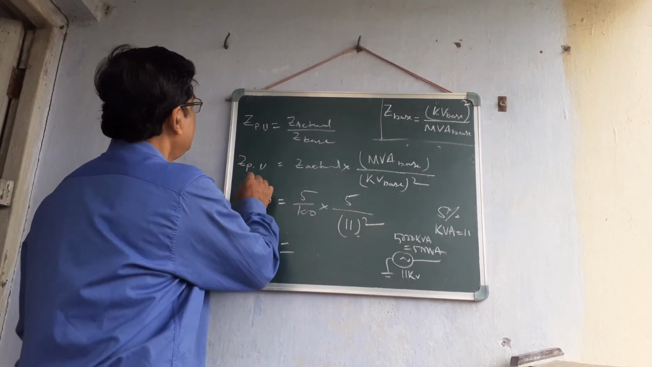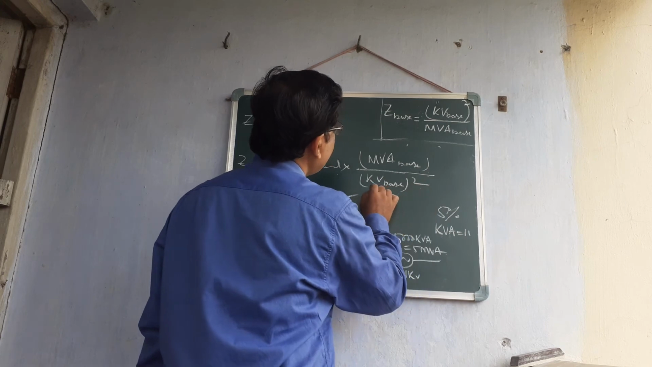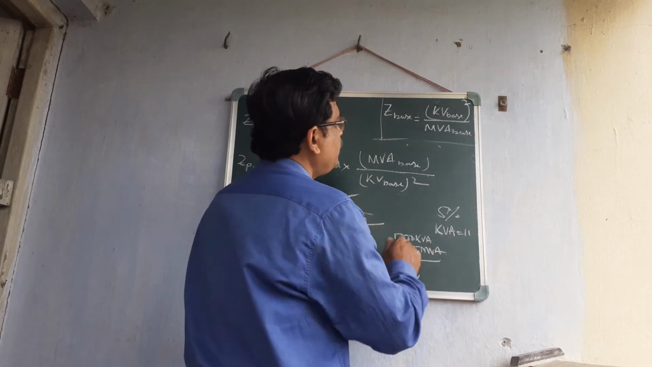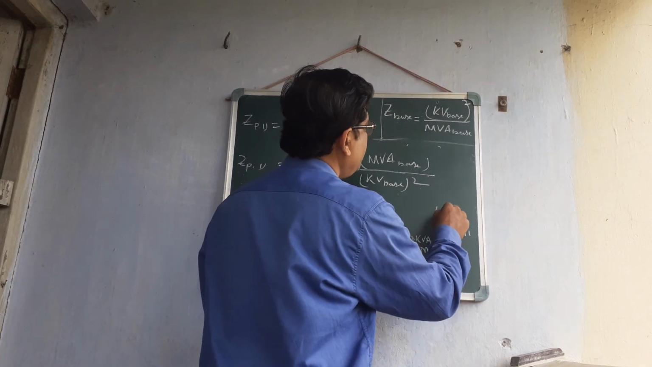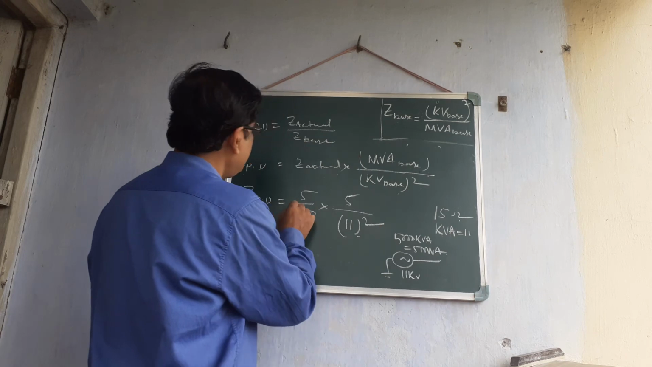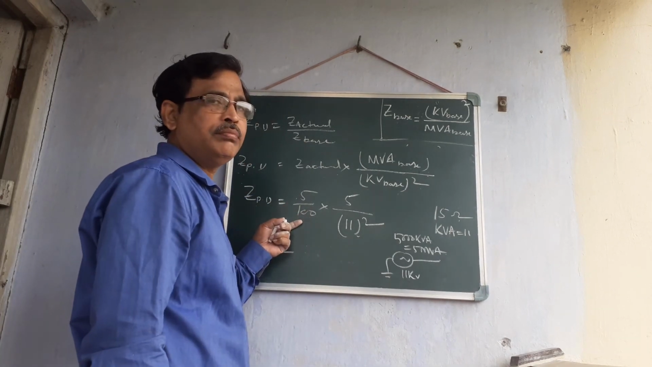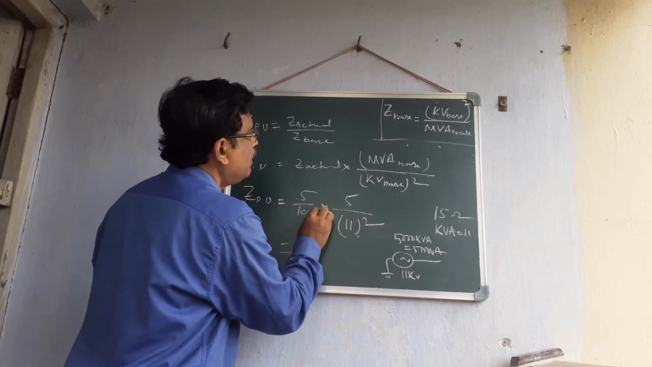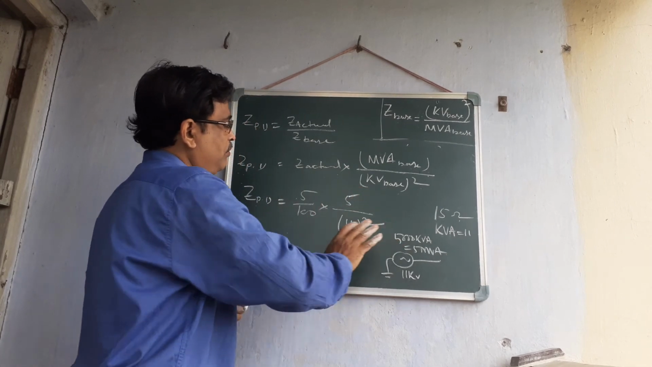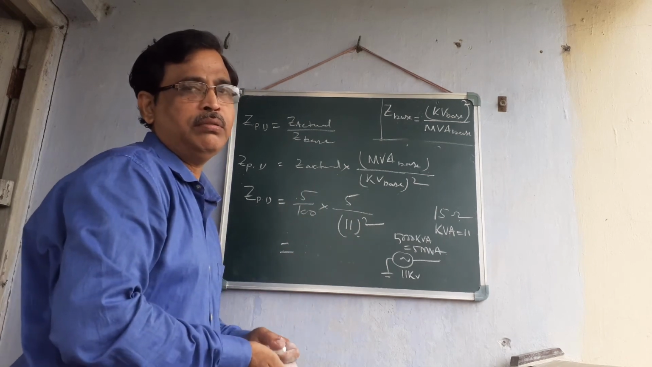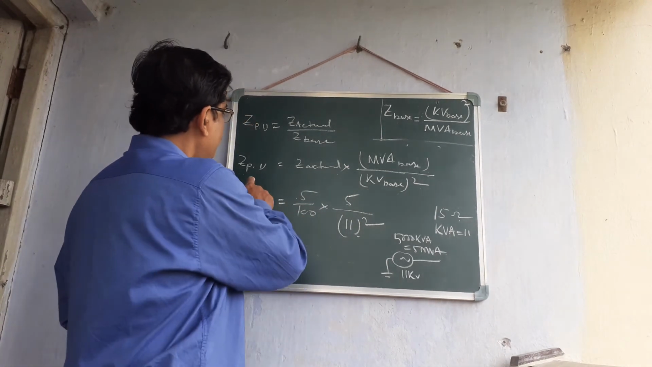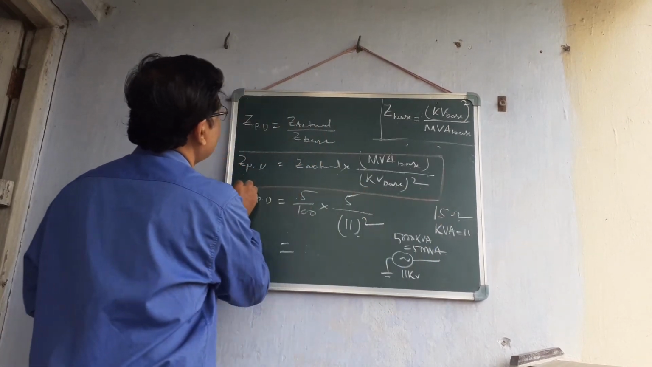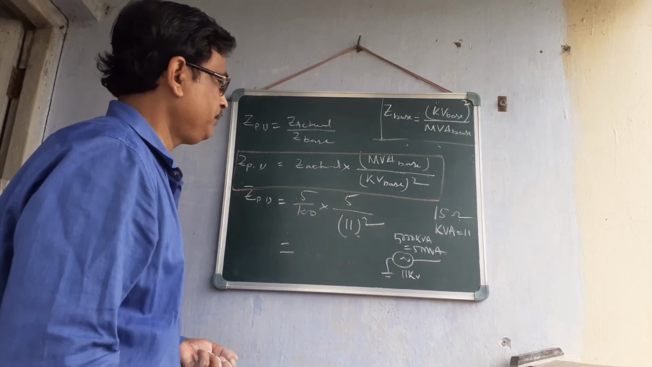So Z per unit is Z actual times MVA base by kV square. If the value is 15 ohm, no problem, it will come as 15 ohm Z actual. Now with the MVA base and kV square, we'll get the per unit value. So Z per unit equals Z actual times MVA base by kV square. This is an important formula.